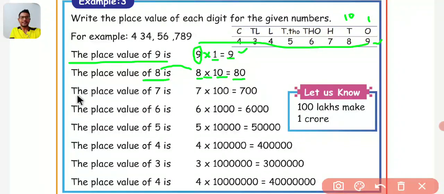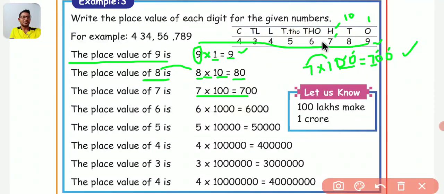Next one, the place value of 7. We have to write the number first, then put the multiplication symbol, then write the place. 7 is in which place? Hundreds place. Hundreds means 100. So 7 into 100 is 700. If you don't know how to multiply, just multiply the first two numbers. 7 ones are 7. You write 7. Then you add the remaining zeros. How many zeros? 2 zeros, 1, 2. So the place value of 7 is 700.